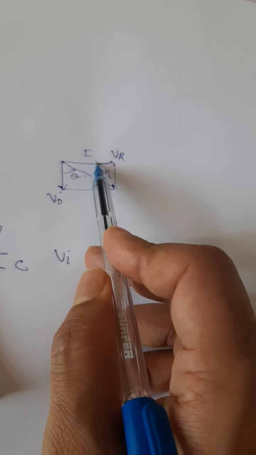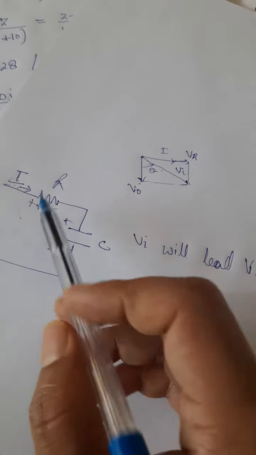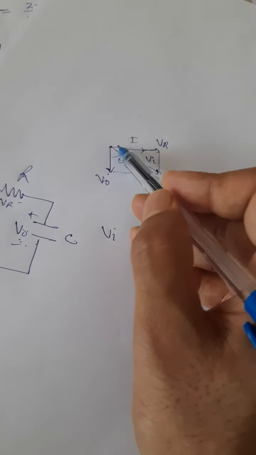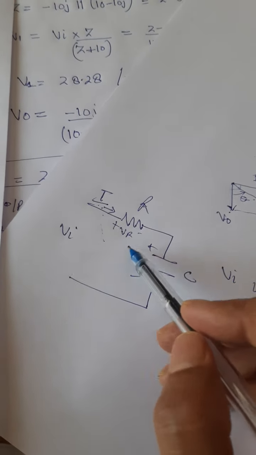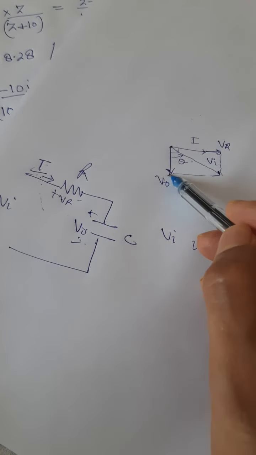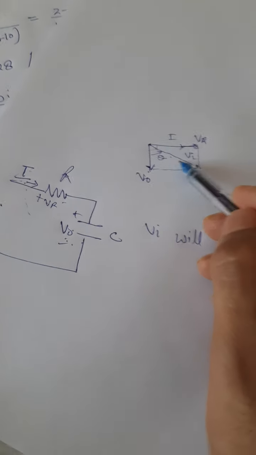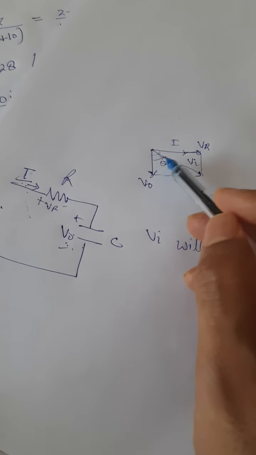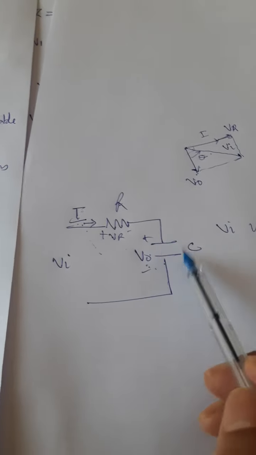I am saying this is my current, and the same current is flowing through this capacitor C. So what will be the drop across this capacitor? This drop V naught will lag the current I by 90 degrees. So this is 90 degrees. This voltage is lagging this current. But the drop across this resistor, VR, will be in phase with the current I. So this is my VR. VR is here, V naught is here. Taking the vector sum of these two gives me Vi. So if you see this figure, Vi is leading V naught by angle theta, in case of this circuit, when I am measuring output across the capacitor.